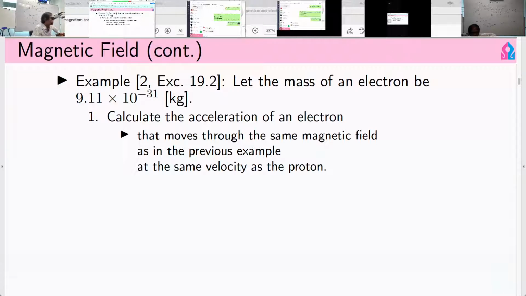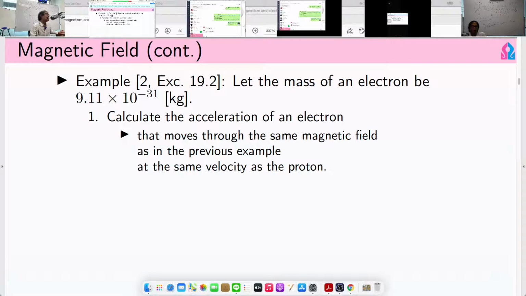Proton, thank you very much. Proton is heavier, okay, or proton has more mass, a greater mass than the electron.